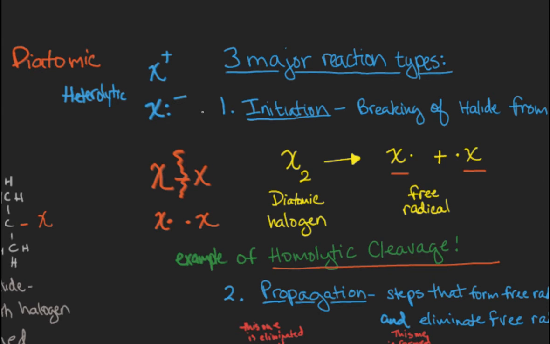Okay. Here, when we're doing the initiation step, we require some sort of energy. Like for bromination, it's going to be heat. For chlorination, it's going to be blue light. All right.